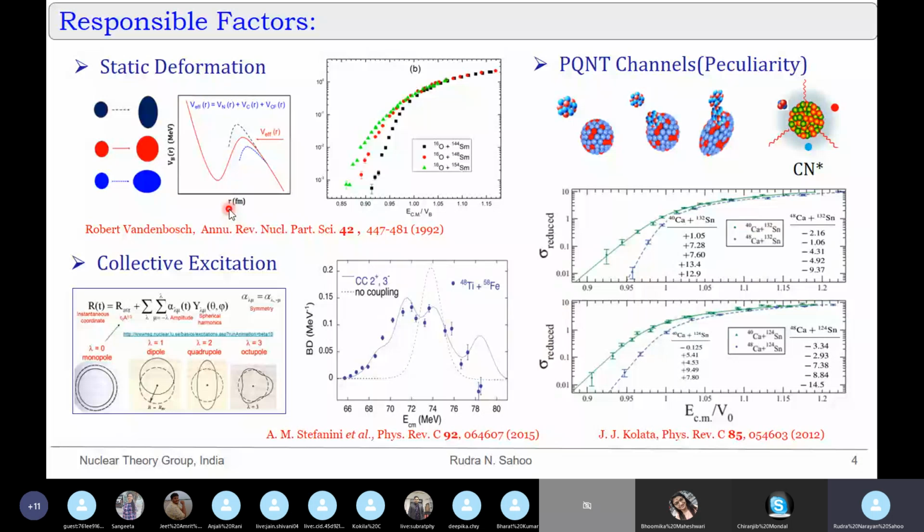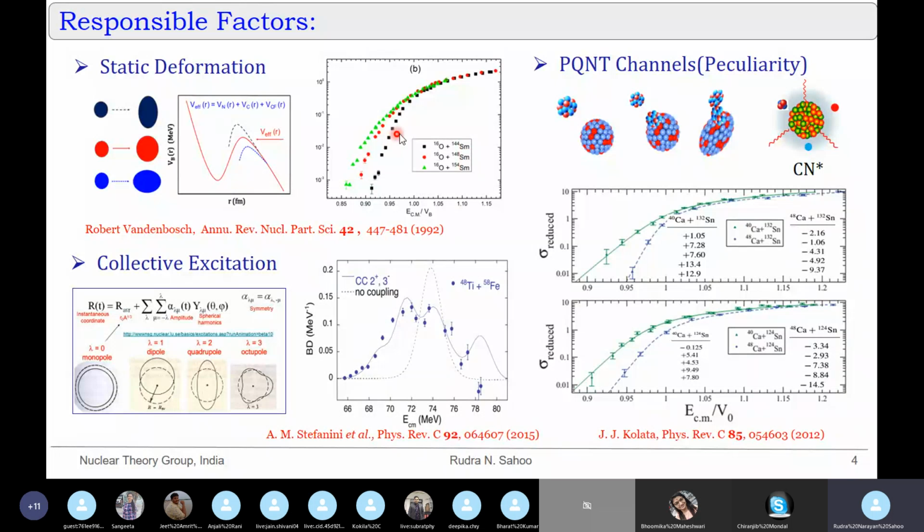This is the experimental observation you can see for oxygen-16. Here three excitation functions are compared by normalizing the energy with the corresponding barrier and the cross section with the geometrical cross section. You can see the samarium isotopes have deformation: for samarium-144, 148 and 154, the deformation parameter is gradually increasing.